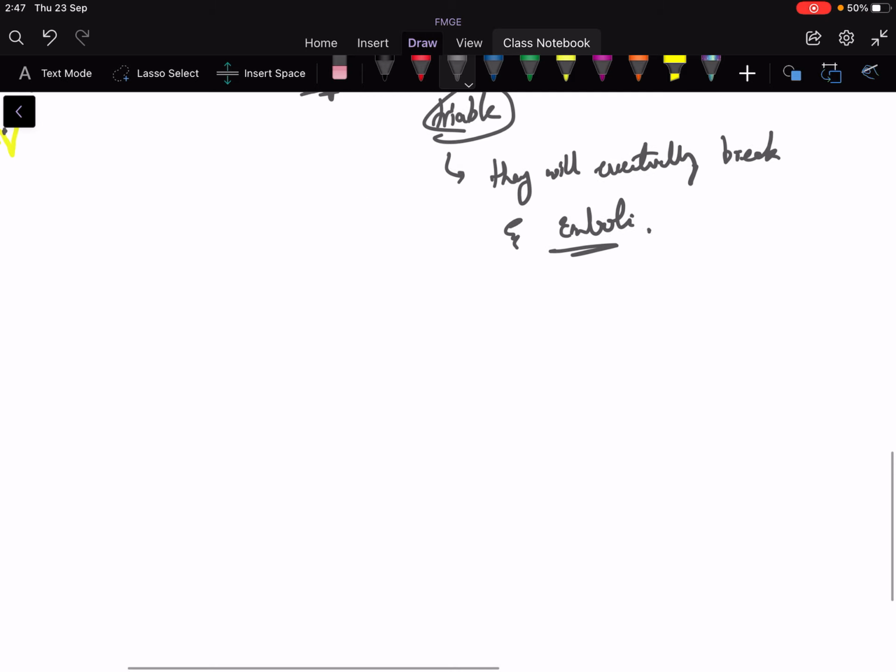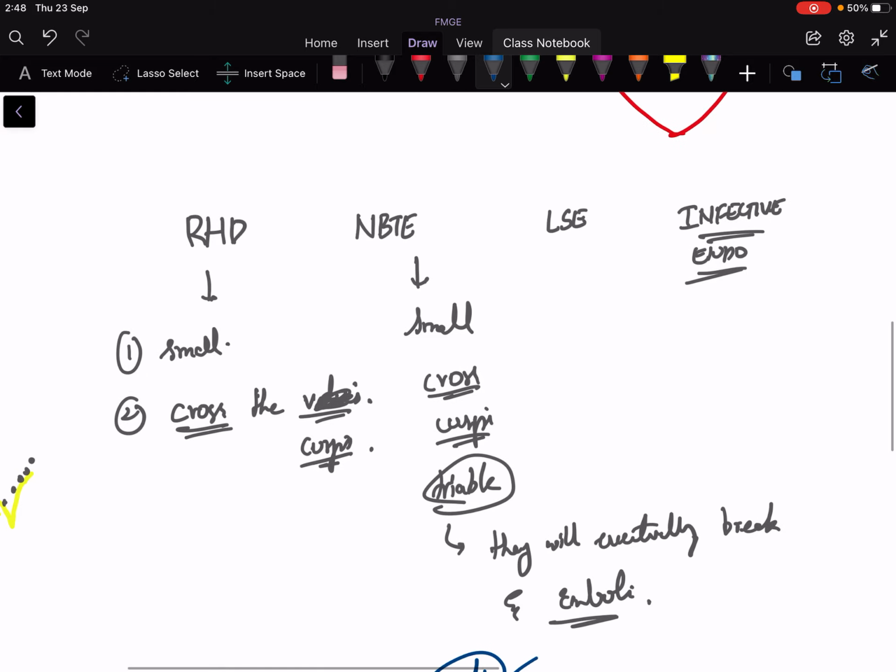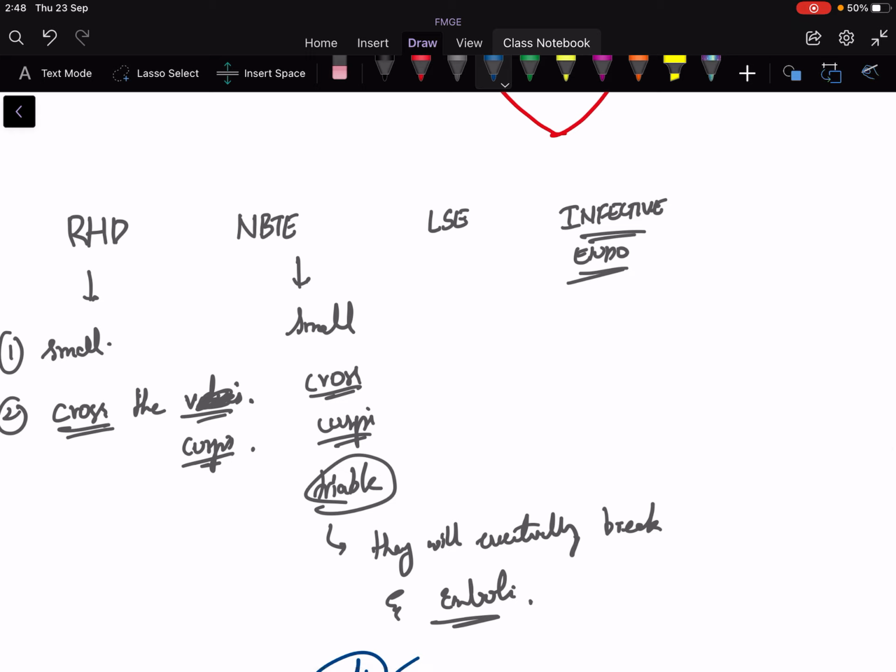What is meant by this? Suppose this is the valve and these are the papillary muscles holding the valve. So here are your vegetations, they are small, right? Similar to rheumatic heart disease, they also don't cross the cusps. The only thing is they may break. So this is the vegetation which broke, and this vegetation which broke will eventually form the emboli. That was about non-bacterial thrombotic endocarditis.